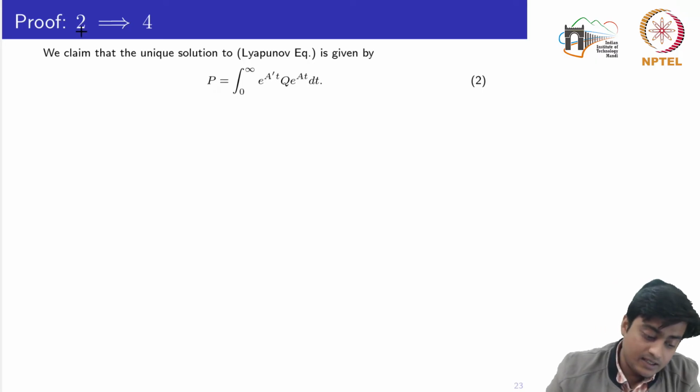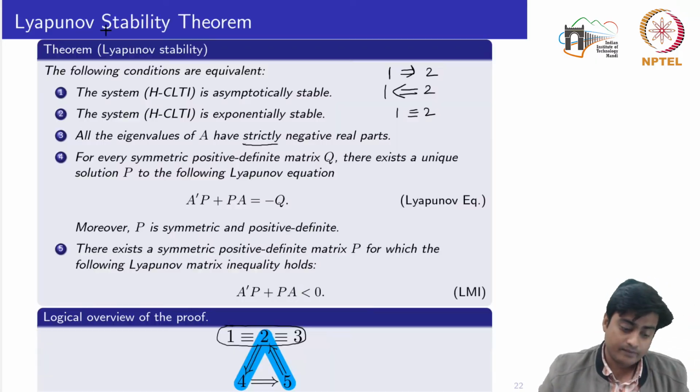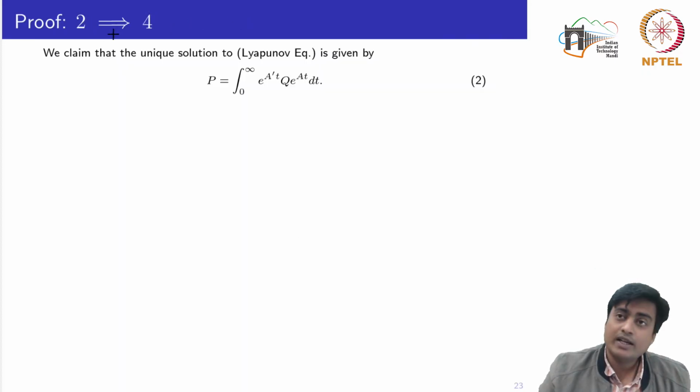First we will see 2 implies 4, meaning that if the system is exponentially stable, then given a symmetric positive definite matrix Q, the Lyapunov equation is satisfied for some P which is symmetric and positive definite. In this implication, it is already assumed that the system is asymptotically stable.